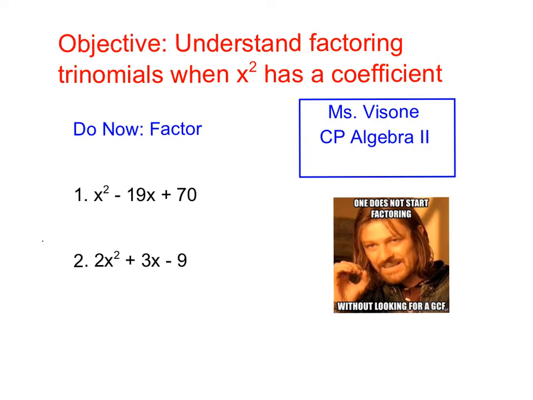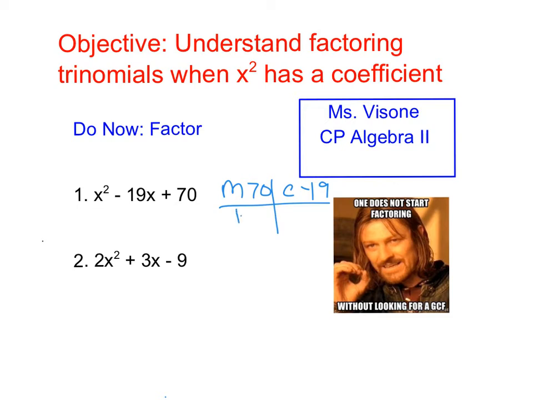Hi everyone, so today we are going to continue factoring where x squared has a coefficient that you can't divide out. Alright, so pause the video and do the Do Now. So number one, we are factoring. Since there's no number in front of x squared, it's just a straightforward multiply to 70, combine to negative 19.